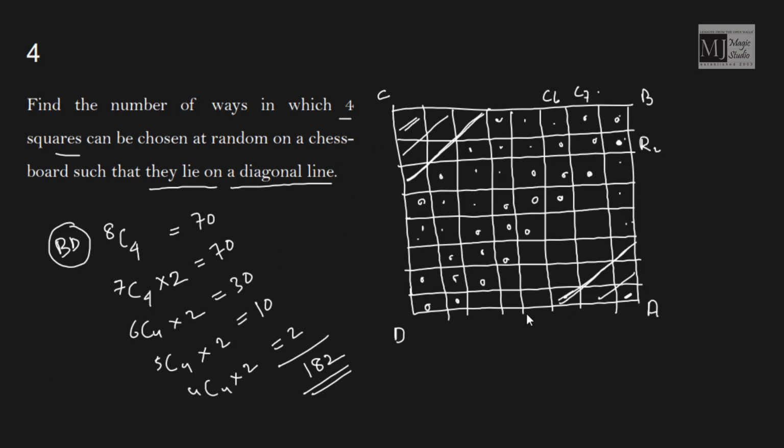If we look at diagonal AC, the same format we can get if we are looking at diagonal AC and the corresponding diagonals on the two sides. That means in how many ways this job can be done is 182 into 2, that is 364.